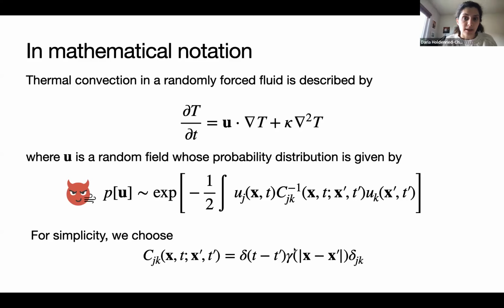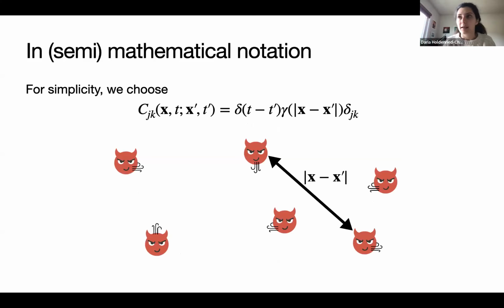It has a spatial correlation function gamma, which depends only on the distance between 2 points. So there are no special points in our room. All the correlations depend just on the distance between 2 points. And its index structure is essentially isotropic. So within the context of this little example, what does this correlation function mean? So the delta function in time means that each of these little demons can decide to blow air at random times, and it doesn't care about when other demons decide to disrupt the airflow.